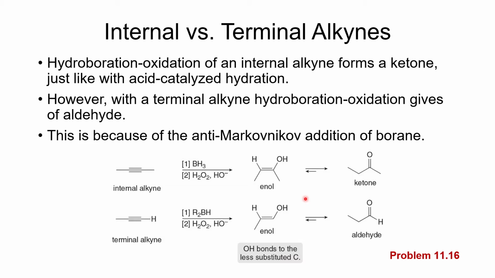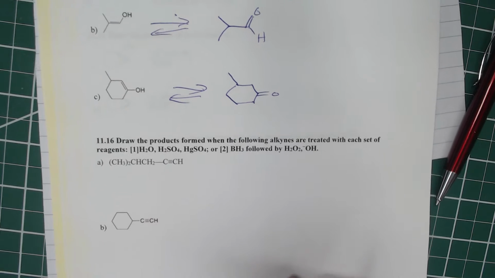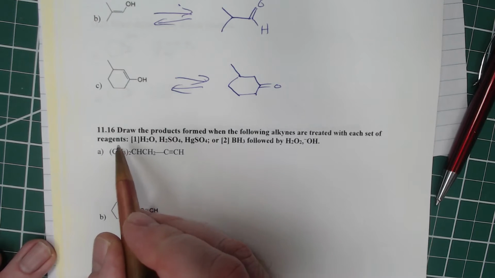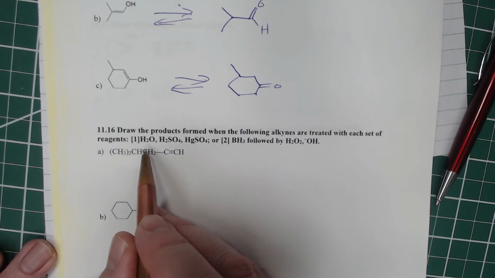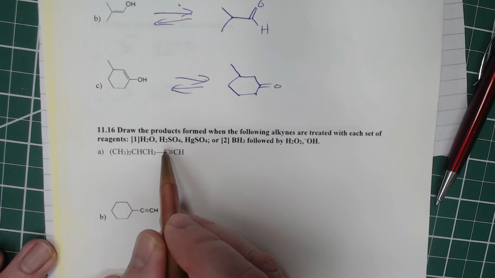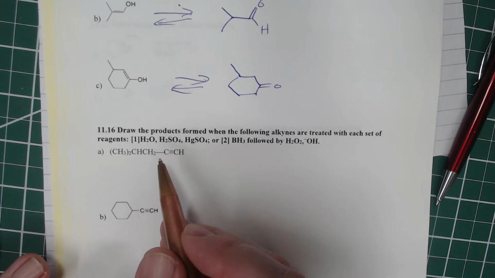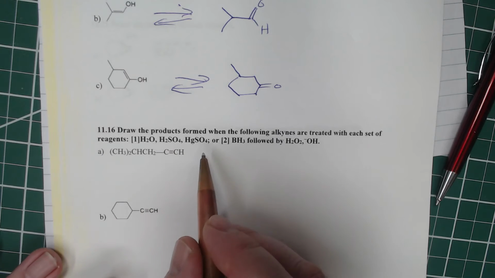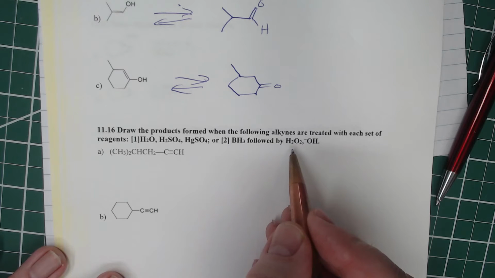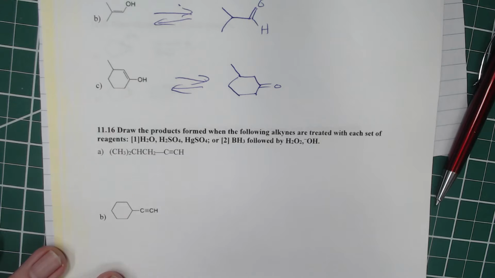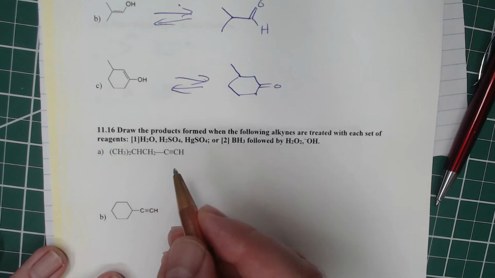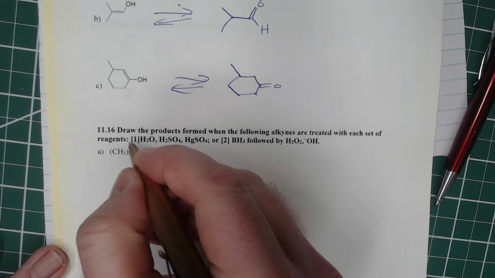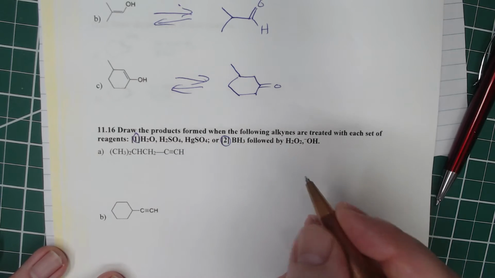So we want to look at these, and on number 16, there are two problems. So I'll switch over my document camera here. And we're going to draw the products formed when the alkynes are treated with each set of reagents. So one with H2O and H2SO4, so traditional hydration, which will do Markovnikov addition. And then one with the borane followed by the oxidation, and that will give us anti-Markovnikov addition. All right. So for this one, I'm going to just circle them as 1 and 2.